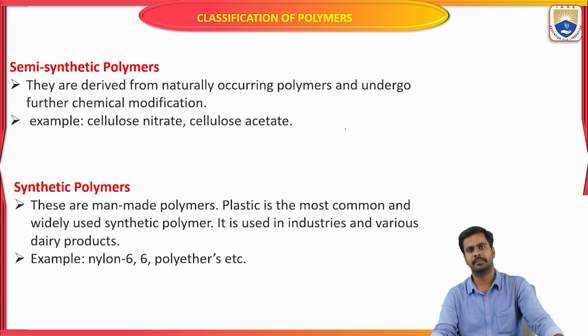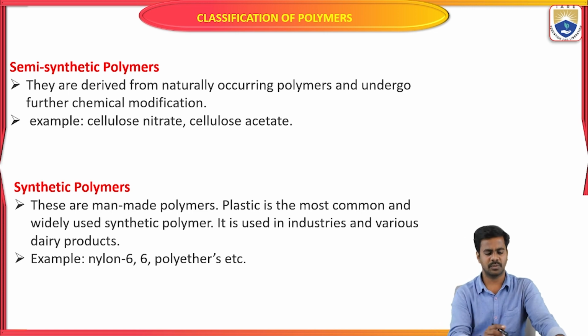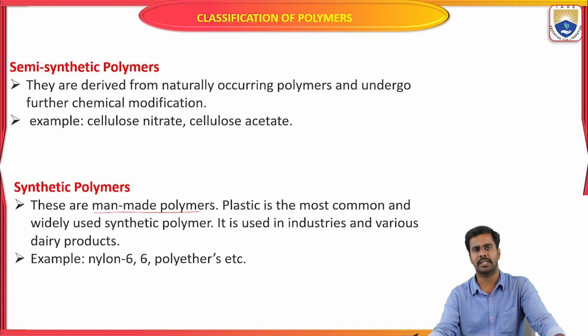And the third one is synthetic polymers. These polymers are purely man-made polymers. Why? Because these are formed by polymerization reactions in the laboratory. For example, plastic. Plastic is the most common and widely used synthetic polymer. It is used in industries and various dairy products.